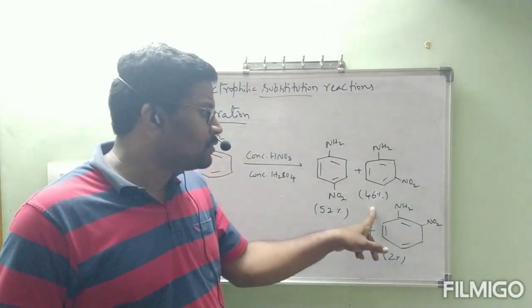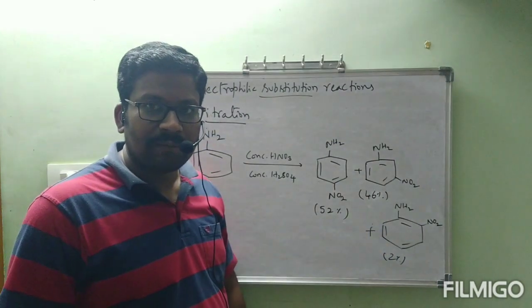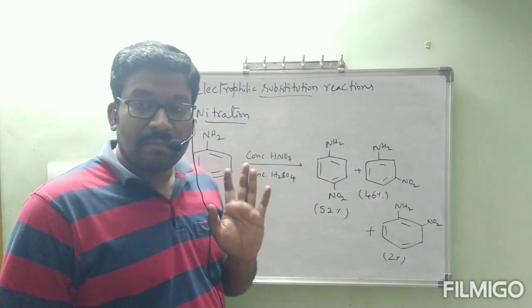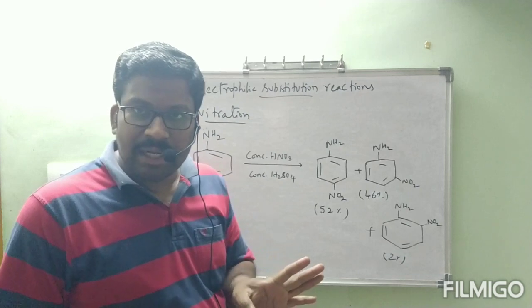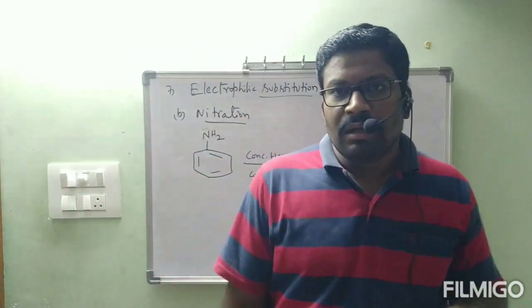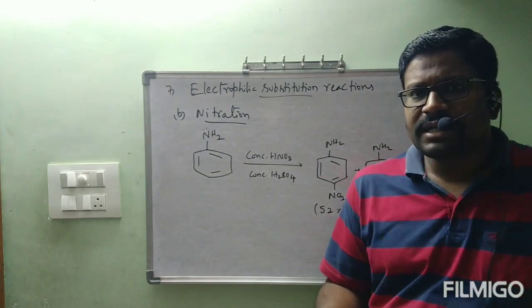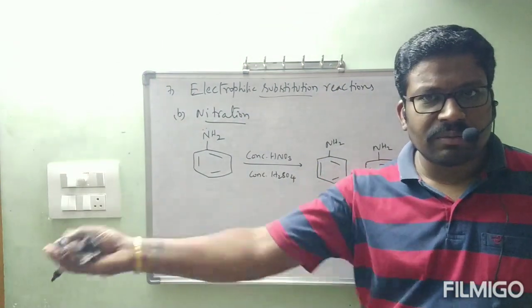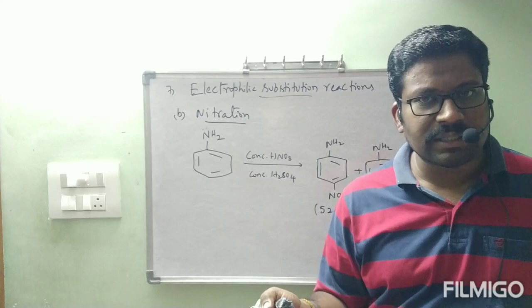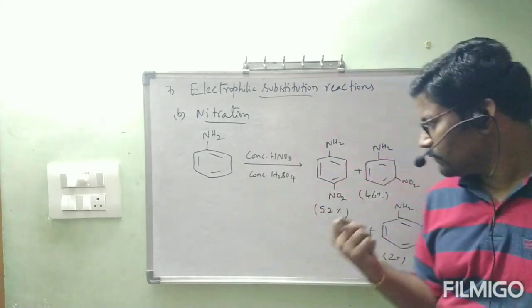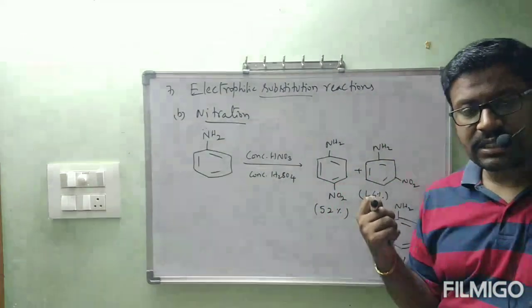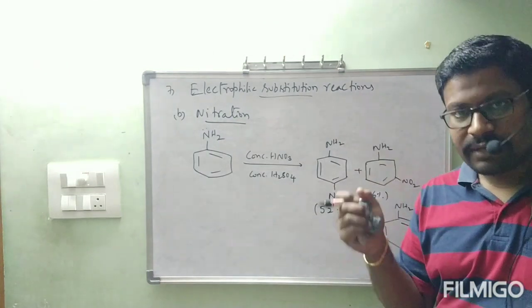Why did we get a considerable amount of meta product? That is the doubt we will get immediately. Because NH2 is electron donating, right? Electron donating means it is an ortho-para directing group, so ortho product and para product should be the major products. But here some considerable amount of meta product is also formed. I will give that explanation now.